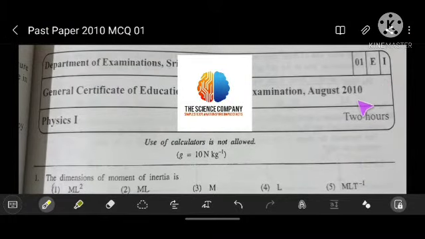Right, so now we are going to do the question from the 2010 past paper. Question number 1 is about units and dimensions. I'll read the question.